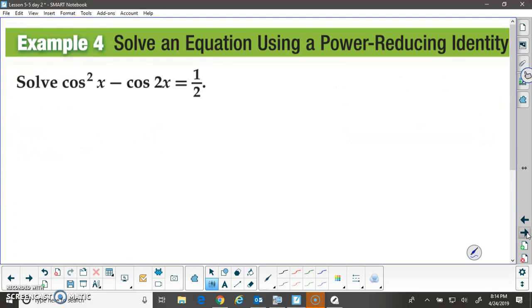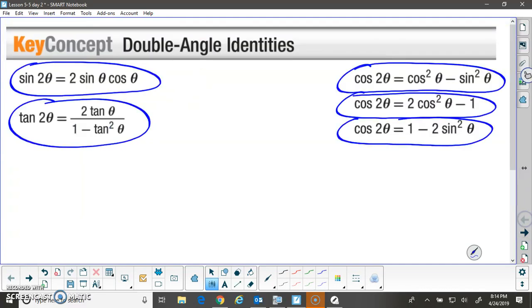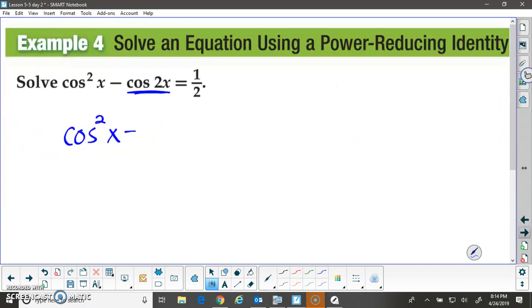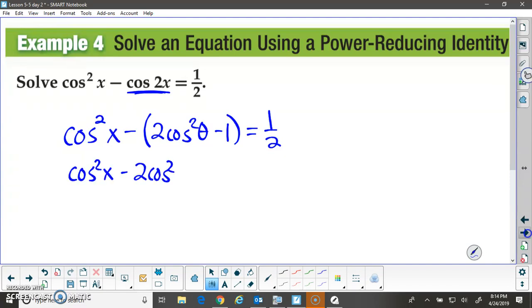So, if you look at this equation, we talked about this yesterday. This one says solve, and hopefully this guy right here jumps out. We're going to use a double angle identity to change out the cosine of 2x. Since the equation has a cosine squared, I'd like to use this middle one right here, 2 cosine squared of theta minus 1. Now I'm going to have to distribute that negative sign, so that's going to give me cosine squared minus 2 cosine squared.